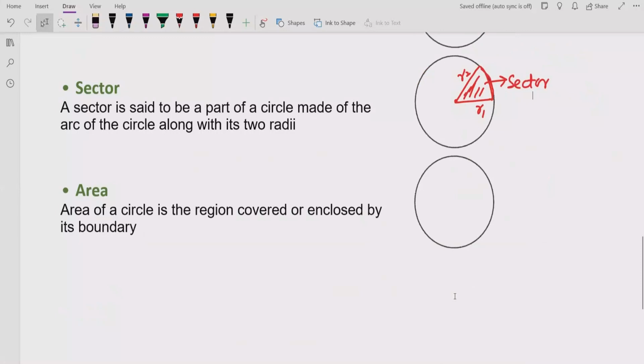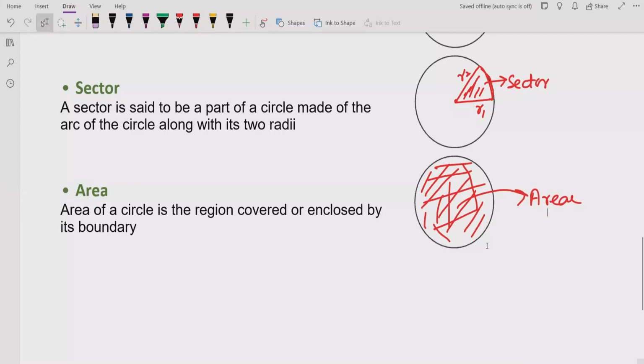Now let's talk about the area. It is very simple. The area of a circle is the region covered and enclosed by its boundary. All the area covered by the boundary or circumference of a circle is called the area. So this one is the area of a circle.